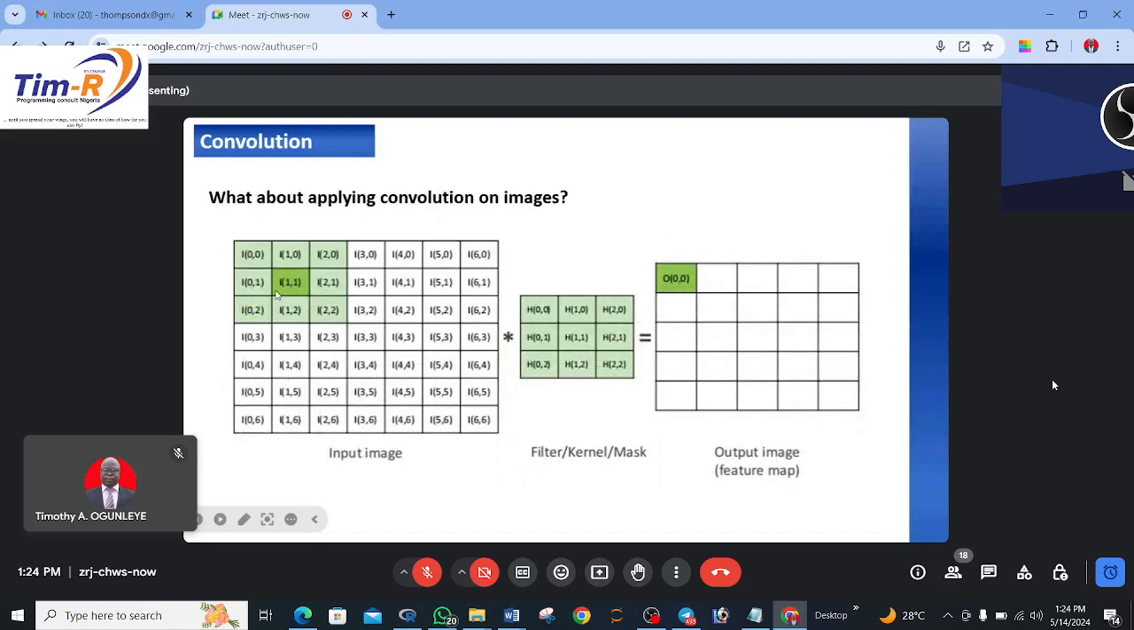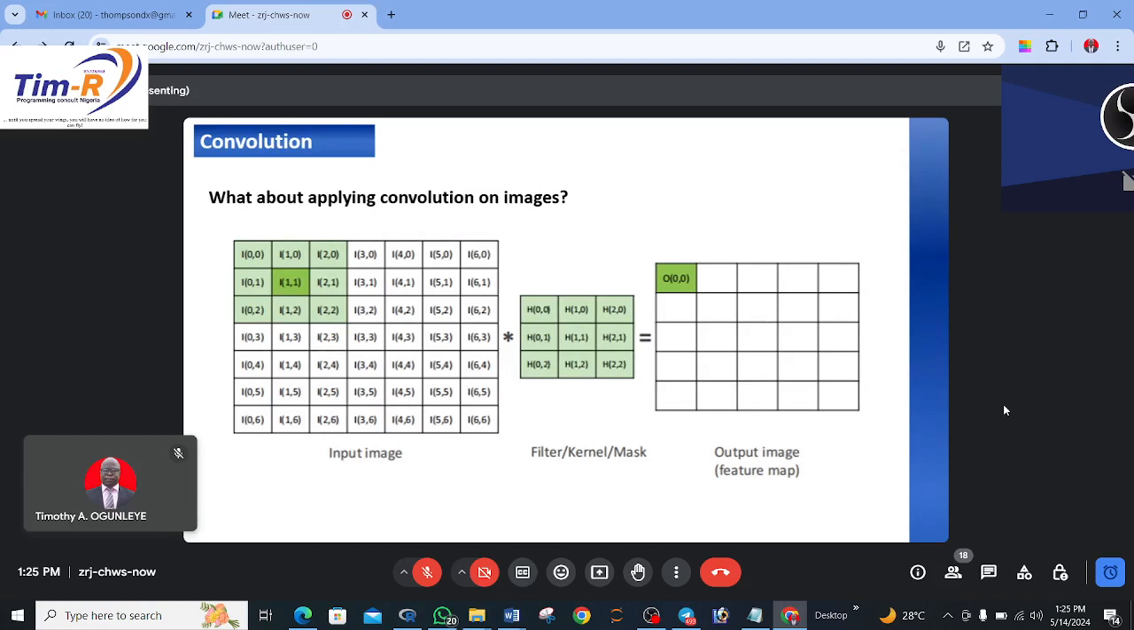For example, you can see this 3 by 3 feature that we highlighted here. If it acts on this filter or mask, there's always an output image it will give us, which is a feature map. We're going to look at how it operates and how it works, and we are going to complete it on our own, because there's a way it works.